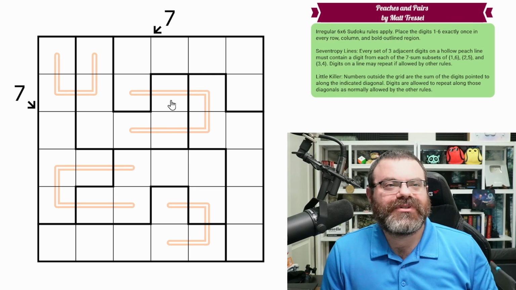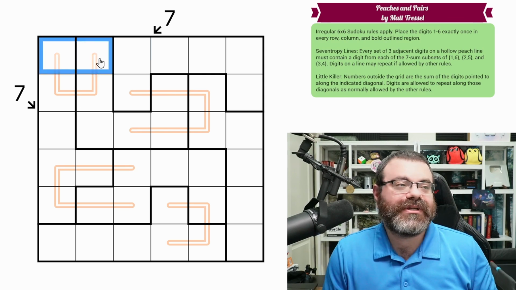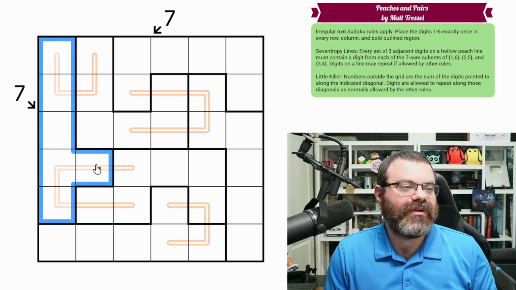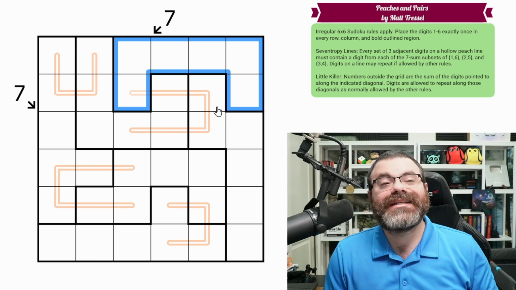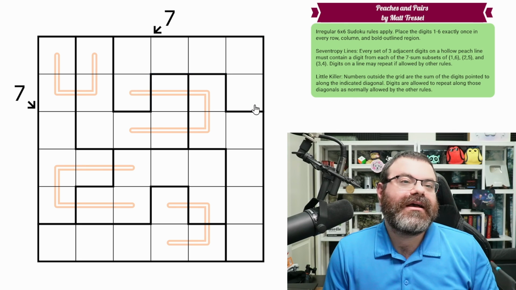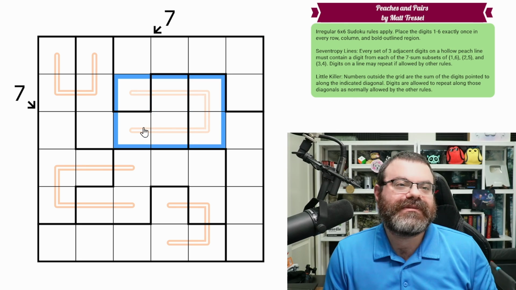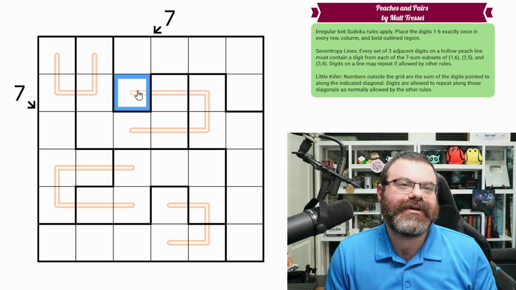All right, so let's go over the rules. We have irregular 6x6 Sudoku rules. So in each row, each column, and each of these bold outline regions, which are of somewhat random shapes, have to have the digits 1 to 6 exactly once each. We also have these 7-tropy lines in the grid.